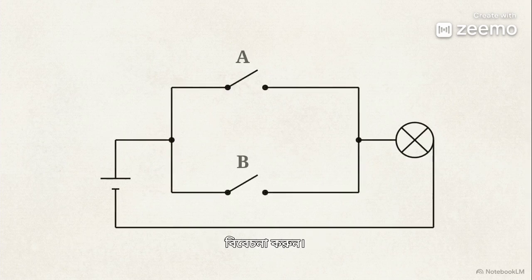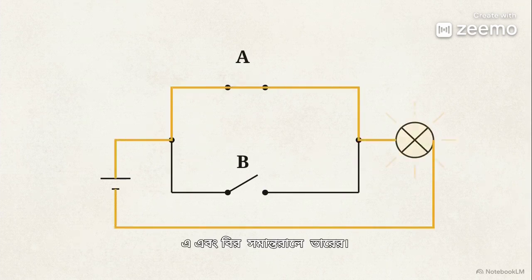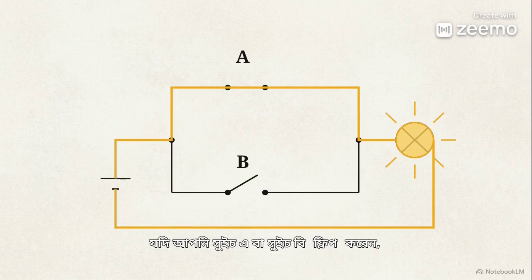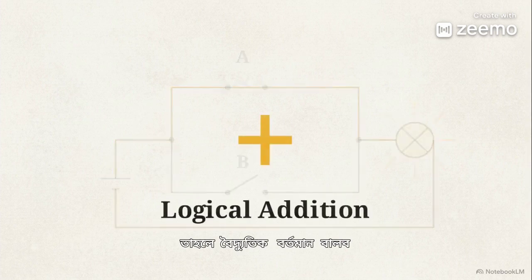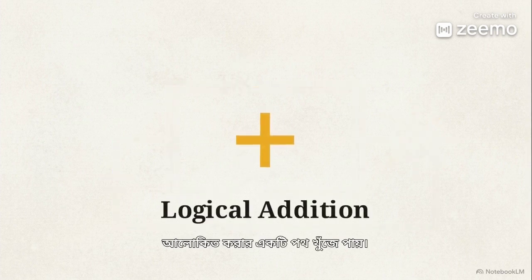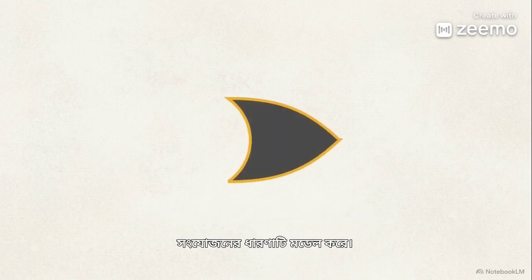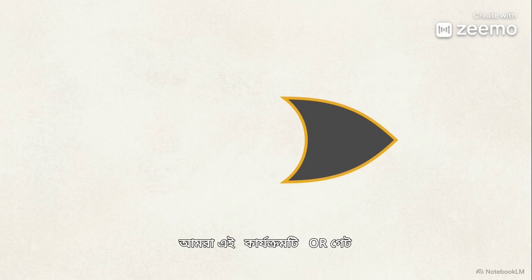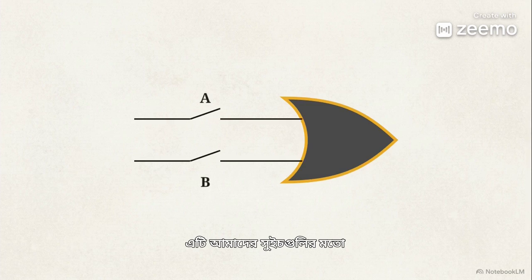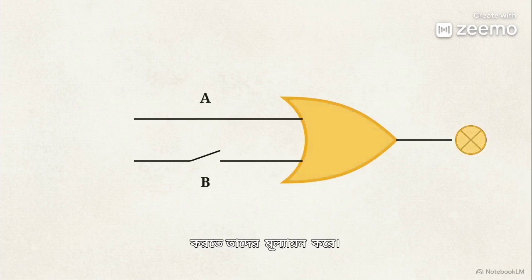Consider this electrical circuit. We have a single light bulb wired in parallel to two separate wall switches, A and B. Because of the parallel wiring, if you flip either switch A or switch B, the electrical current finds a path to illuminate the bulb. This physical setup models the concept of logical addition. In digital electronics, we perform this operation using an OR gate. It takes multiple inputs, like our switches, and evaluates them to produce one definitive output.